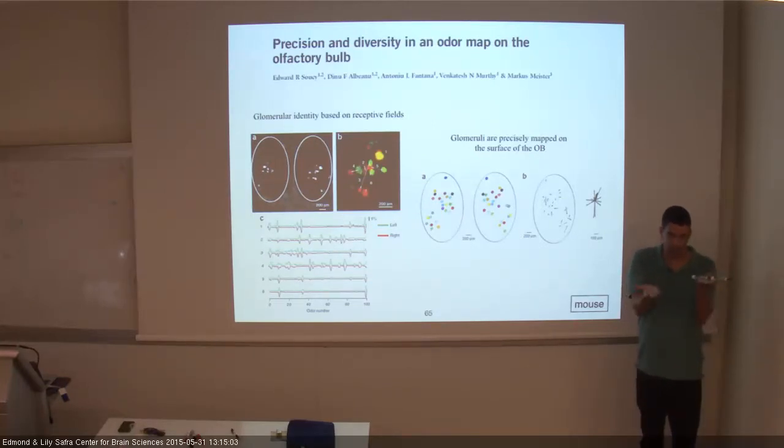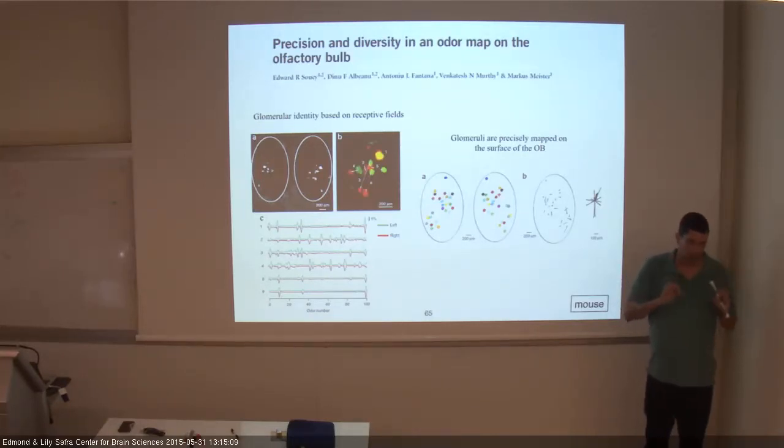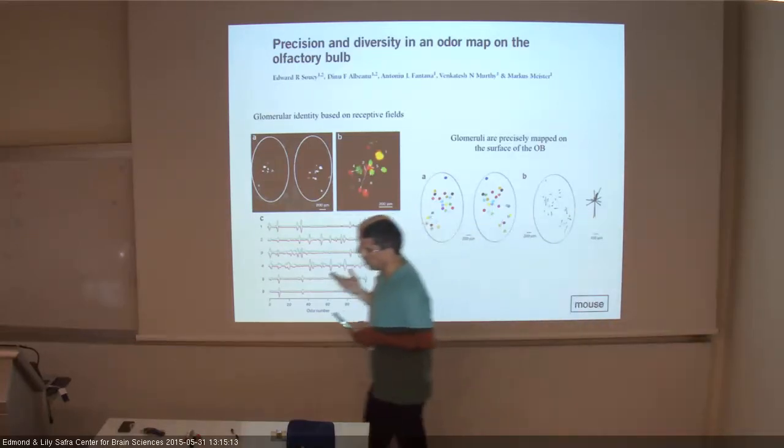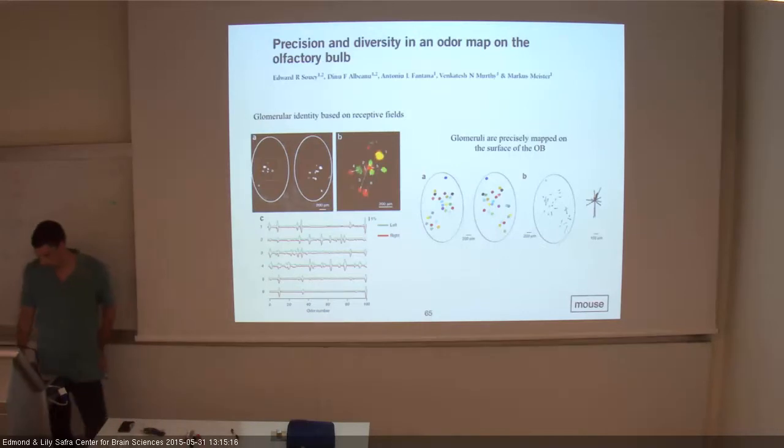So if you look at the left and right side of the brain, the development of the brain is so precise that it's to a noise of about two glomeruli on the left and right hand side of the brain. So it's highly symmetric and very precise.